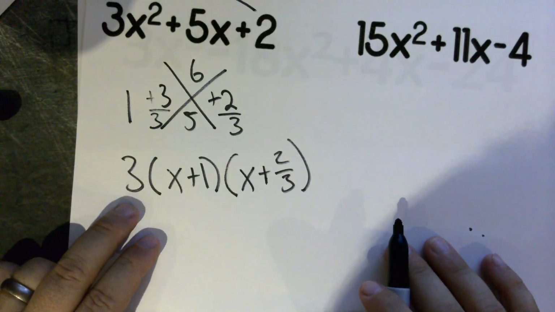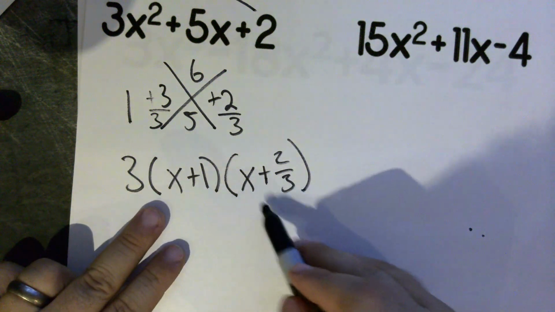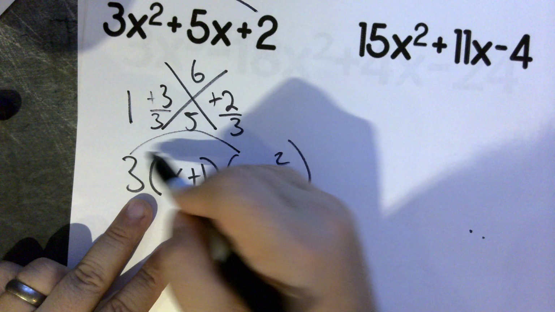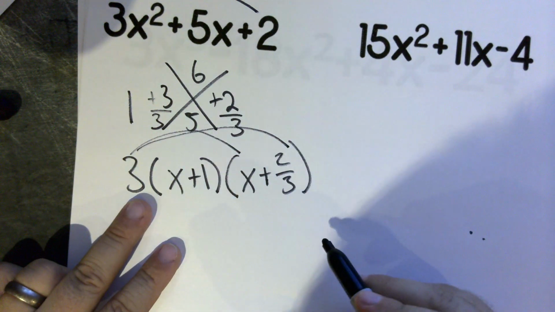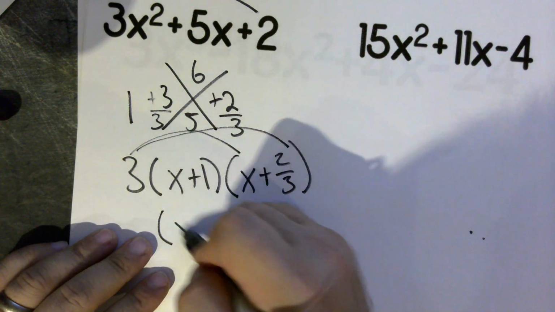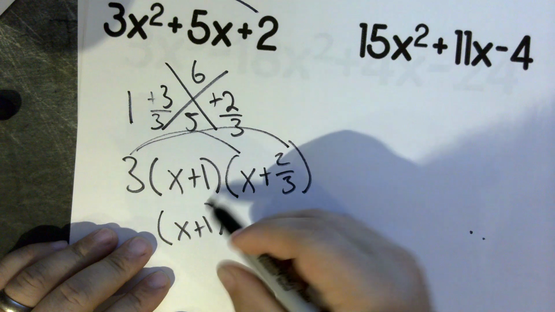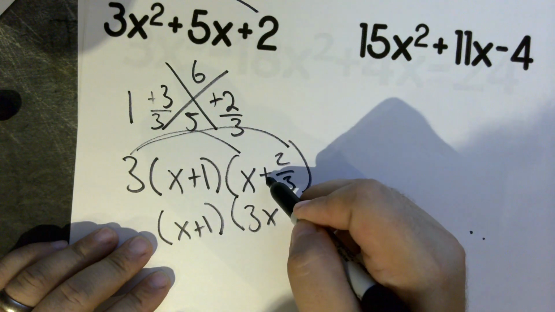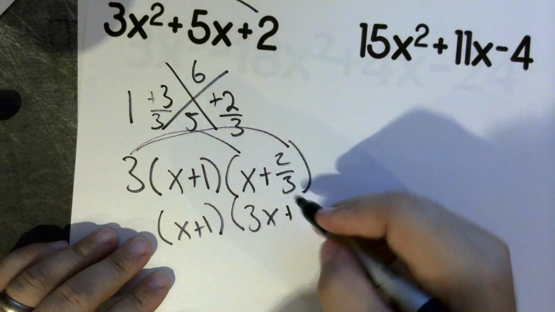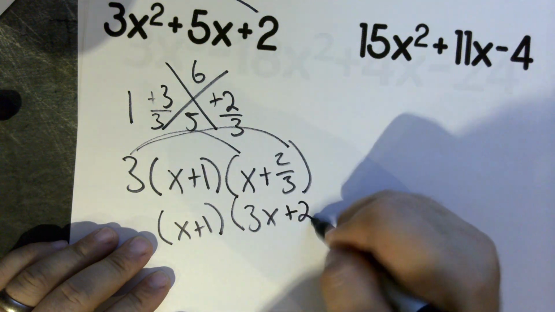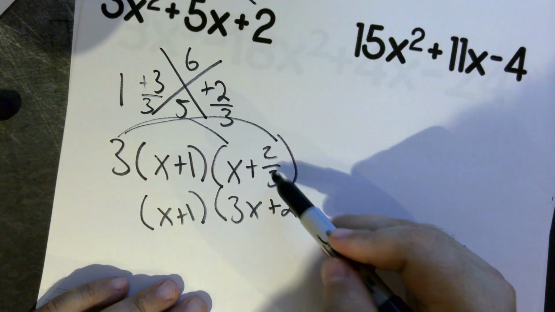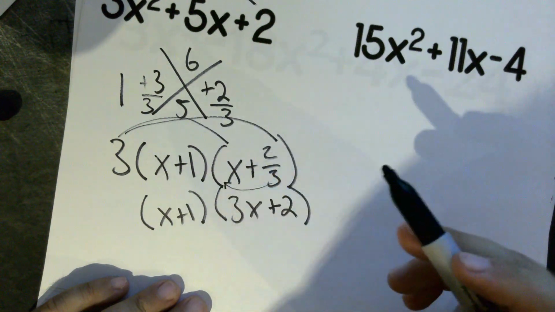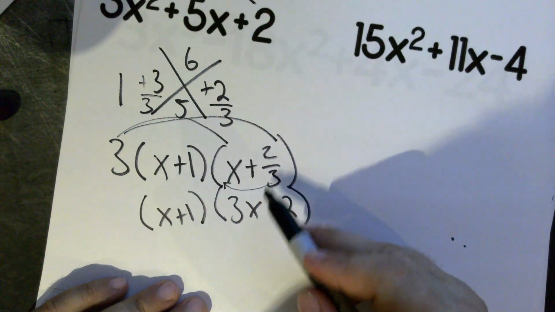Okay, there's one more step to this, and this is to get rid of the 3. To get rid of the 3, you're going to look at the terms that you've got denominators for, and you're simply going to take that 3 and multiply it into that binomial. So this is actually going to become x plus 1, and then 3 times x is 3x, plus 2/3 times 3 is 2. So what happened here, an easy trick, is just take the denominator, move him up in front of your variable, and then keep your numerator. And you can do that every time.